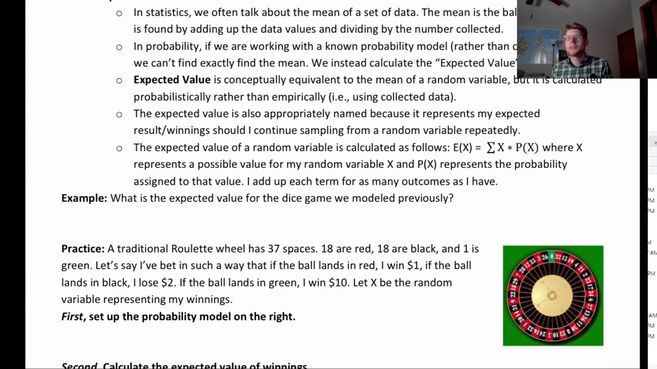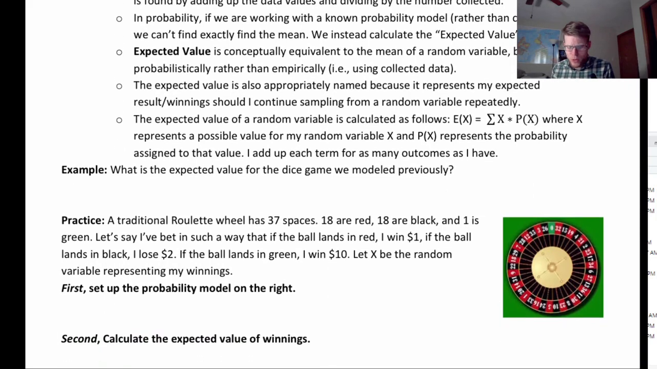So we can calculate an expected value from a probability model by summing up all of our random variable outcomes times their respective probabilities. For example, with the dice, we could do 1 times 1 over 6, plus 2 times 1 over 6, plus 3 times 1 over 6, etc., to calculate the expected value of rolling a 6-sided dice, and it should come out to 3.5 if you did that.